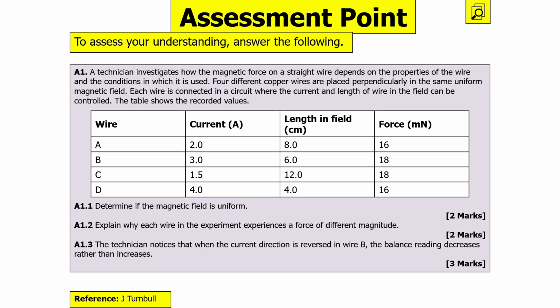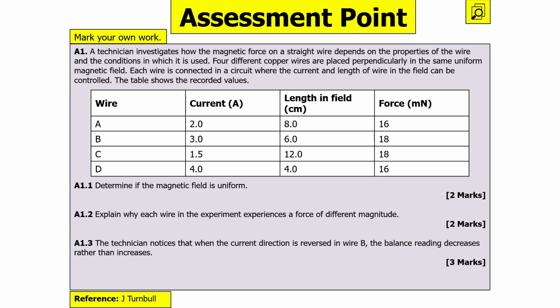Determine if the magnetic field is uniform. Explain why each wire in the experiment experiences a force of different magnitude. The technician notices that when the current direction is reversed in wire B, the balance reading decreases rather than increases. Why is this? So, pause the video now, then unpause the video when you want to go through your answer.